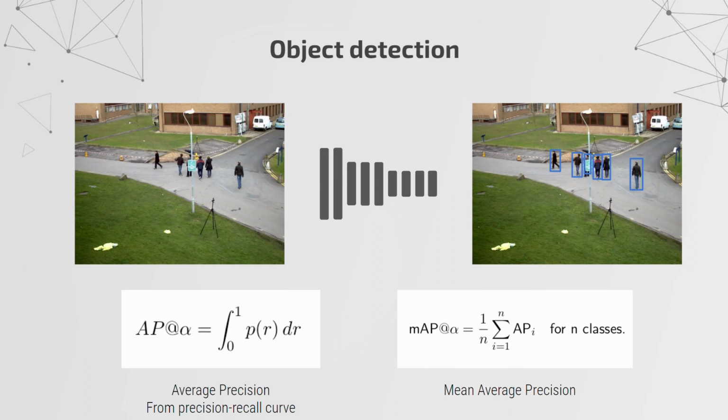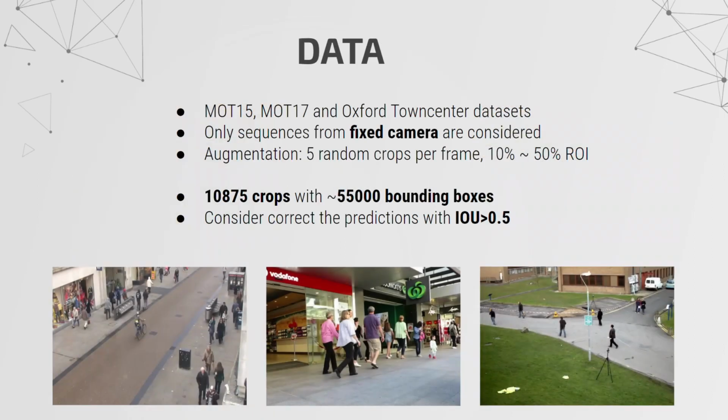I will talk a bit about the data that we used for these experiments. We relied on 3 publicly available datasets, which are MOT15, MOT17, and Oxford Town Center. We only considered the sequences that are captured from a fixed camera from these datasets, and this is because these are the only sequences where we can reliably employ our background subtraction.